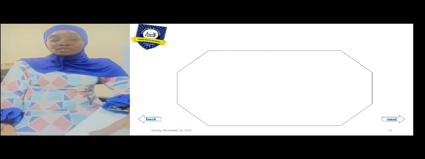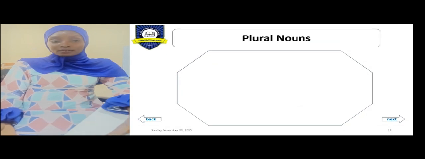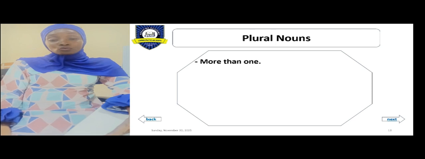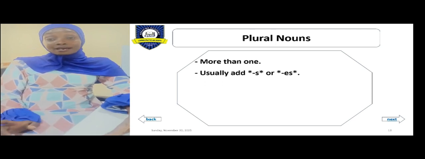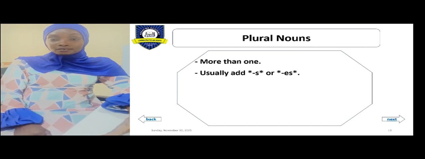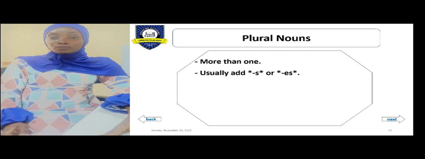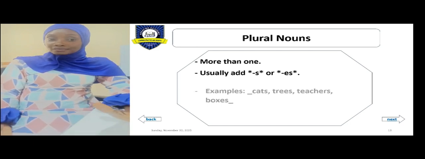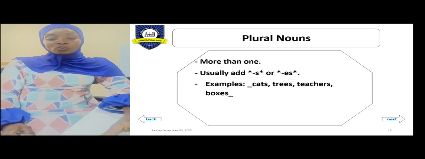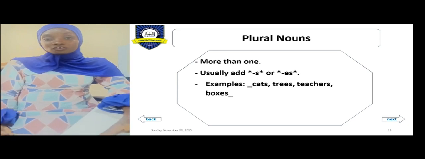Plural nouns means more than one. And the rule for forming plural nouns, regular plurals: we add s or es to the noun to form the plural form. Examples: we have cats. This time around it's not just cat, we added s, cats. We have trees. We have teachers. Boxes, in this case we added es.